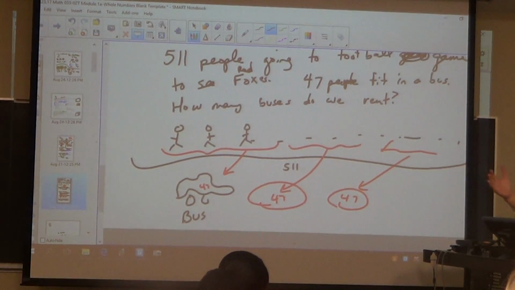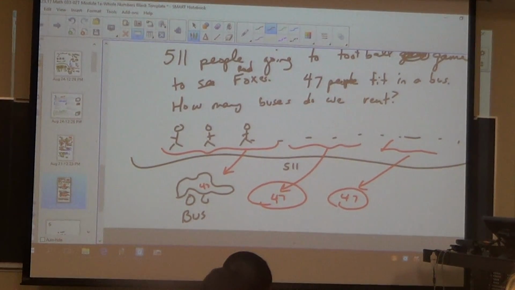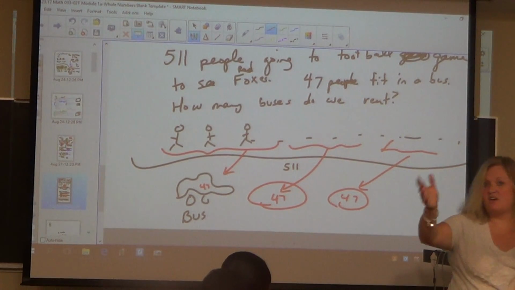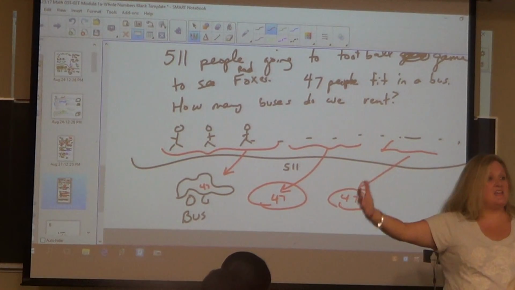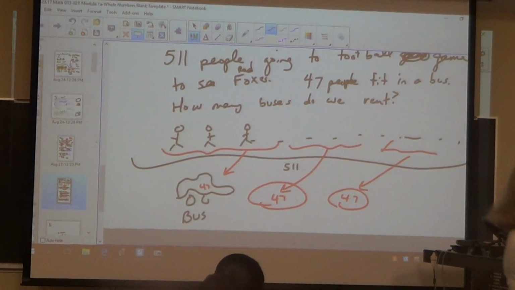So, there's 511 people in this room. And I said, okay, 47, go to bus A. 47, go to bus B. 47, go to bus C. So I'm taking y'all and I'm dividing y'all into buses. Okay, so this is a division problem.